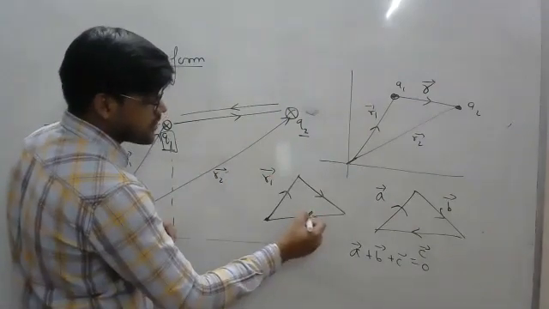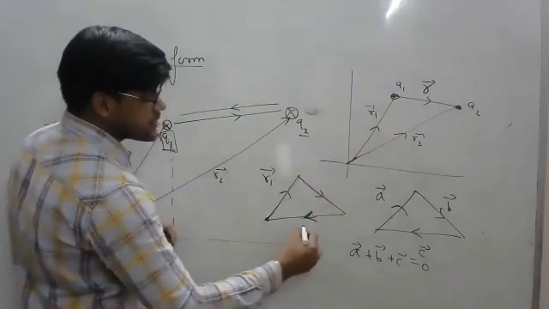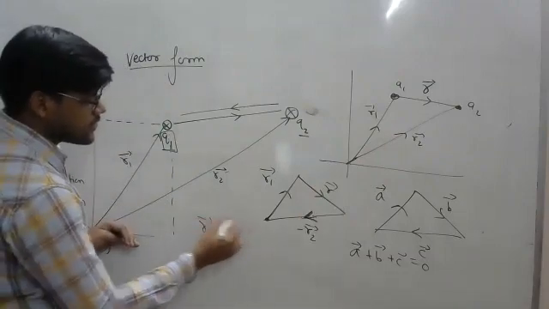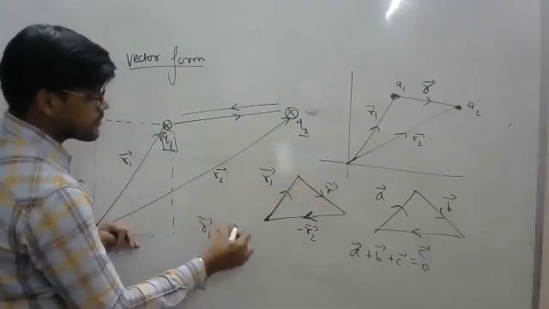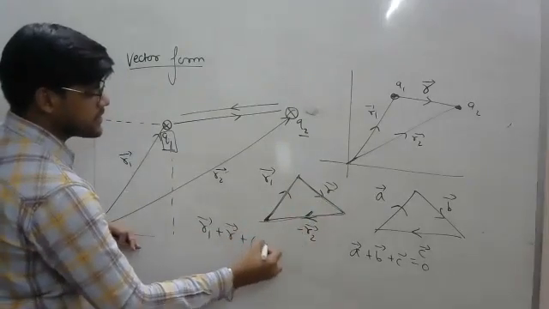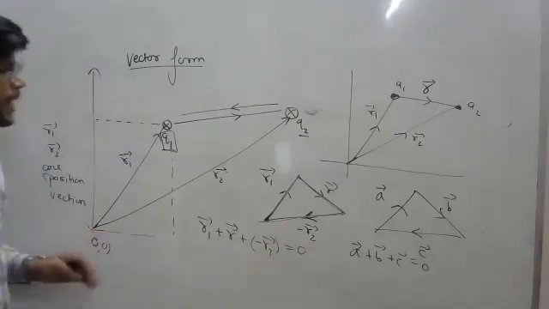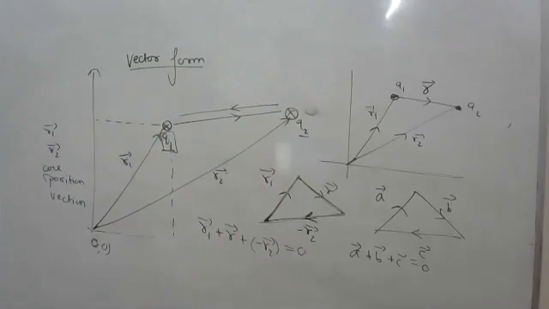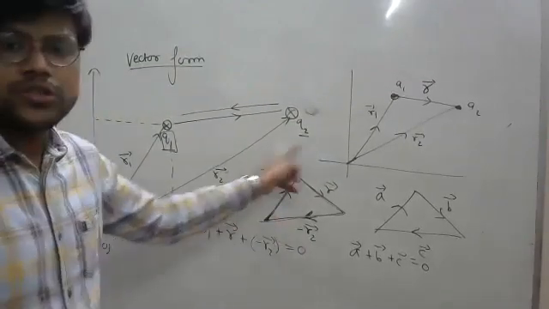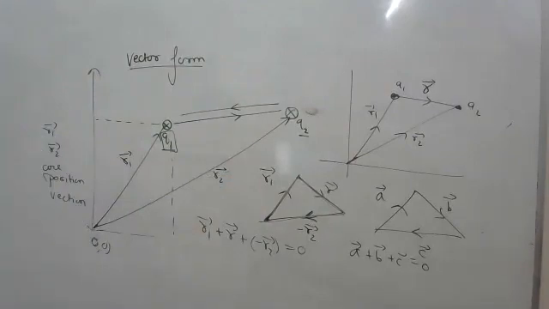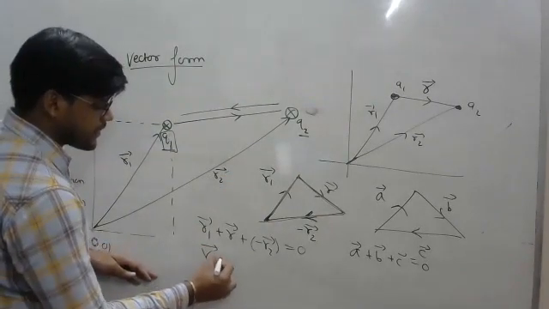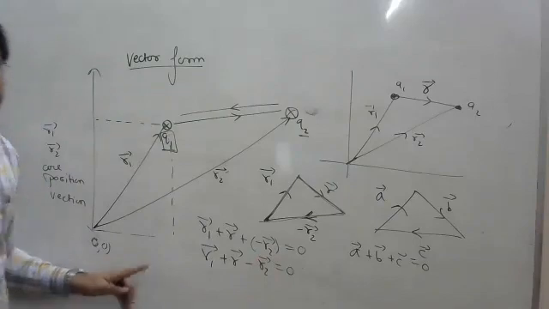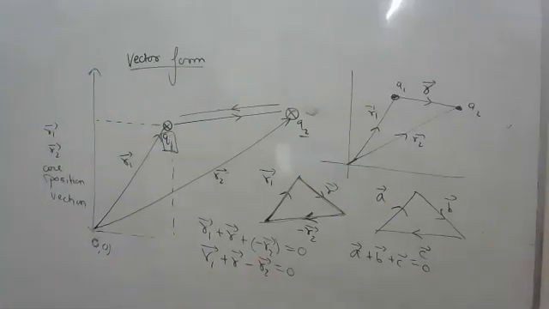Because we are reversing the signs, I will be considering minus R2 vector, and this is R1. You can clearly see R1 plus R plus minus R2 vector is equal to 0. The sum of these three vectors will be 0 because they are making a closed loop. I can now open this bracket: R1 vector plus R vector plus minus R2 vector equals 0. R1 vector plus R vector minus R2 vector is 0.